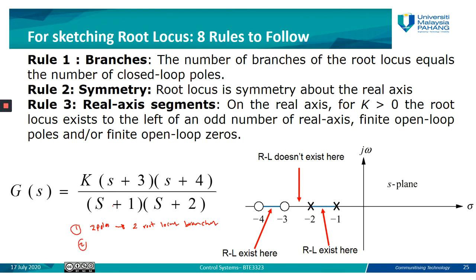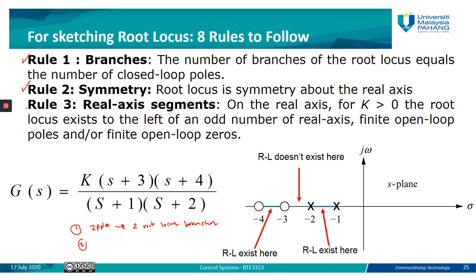Second rule, the root locus should be symmetric around the real axis. If you have it on the top, you must have it on the bottom, but in this case we do not have it on the top, so we do not have it at the bottom of the S plane. Okay, so rule 1 is applicable, rule 2 is not applicable, but we already checked.